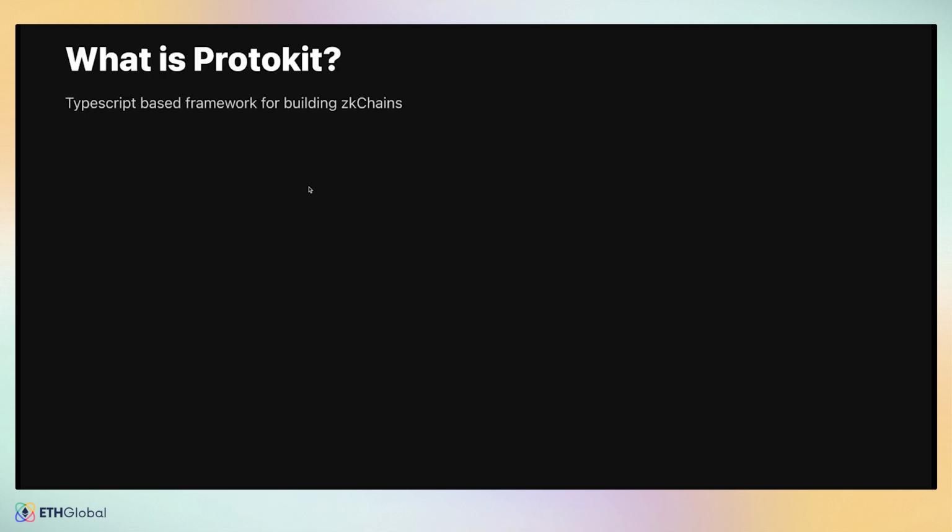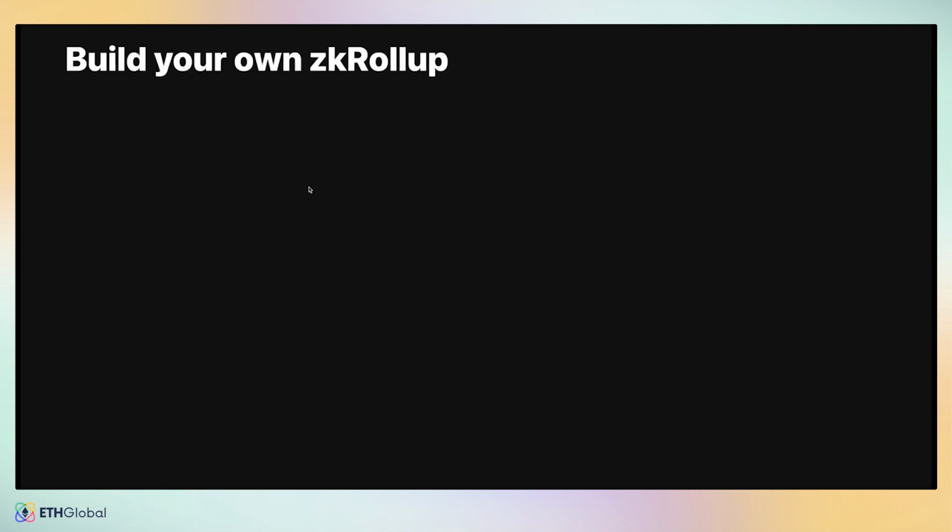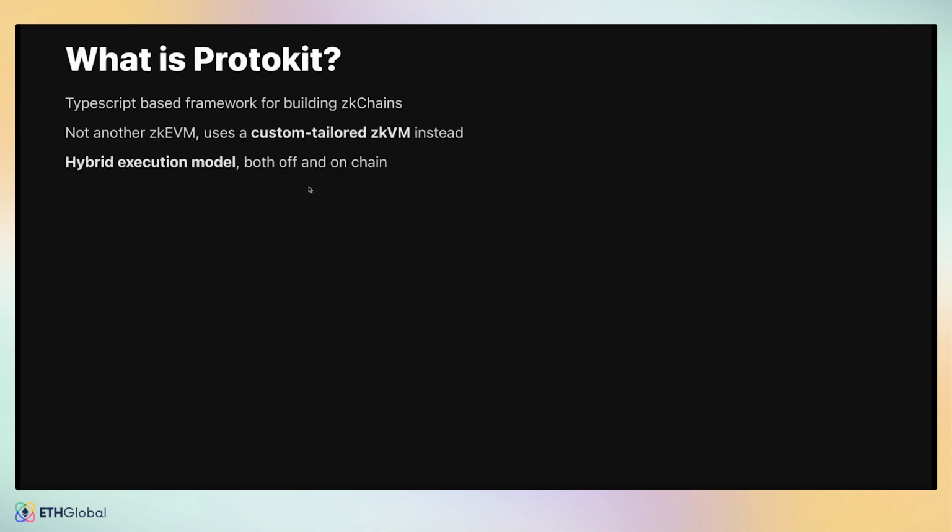So what is Protokit? Protokit is a TypeScript-based framework for building ZK chains, ZK rollups, application chains, you name it. It's not another ZK EVM-based ZK rollup. Instead, it uses a custom-tailored ZK VM that is privacy-friendly. It offers a hybrid execution model that allows both off and on-chain execution. Off-chain execution means the same as we've seen with smart contracts before. It allows you to consume client-side zero-knowledge proofs, same way as the smart contracts on the L1.